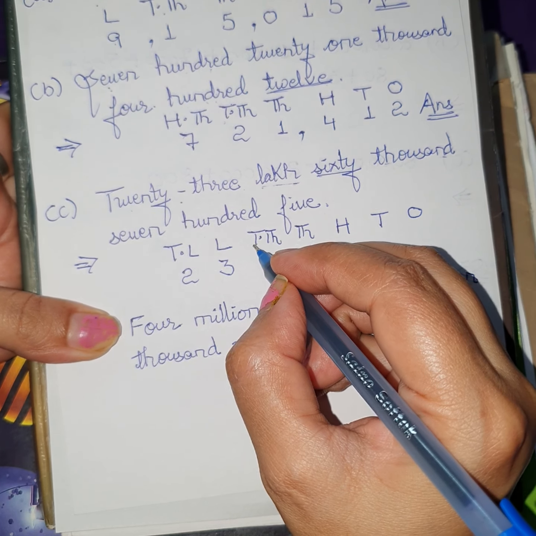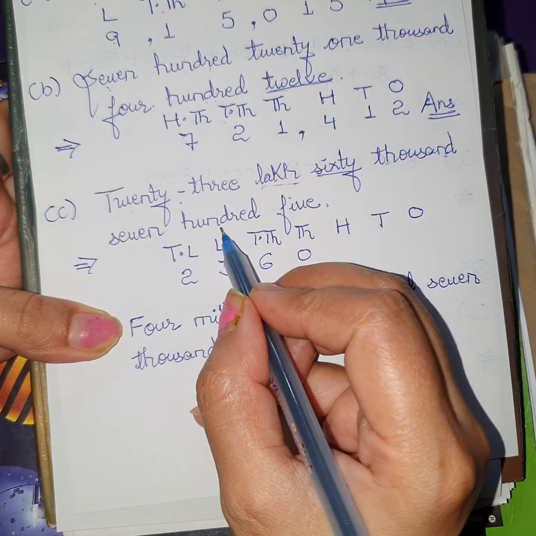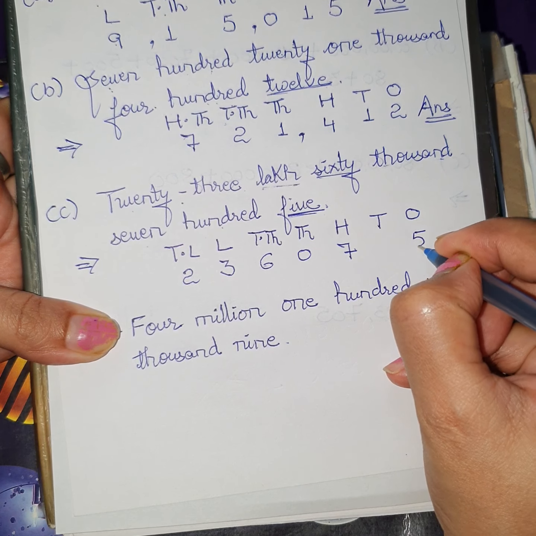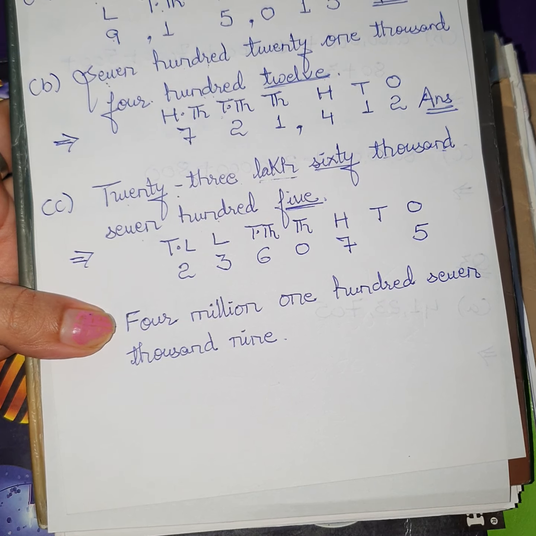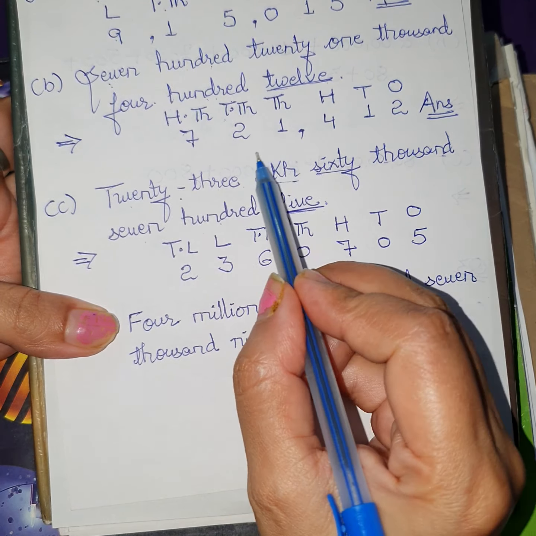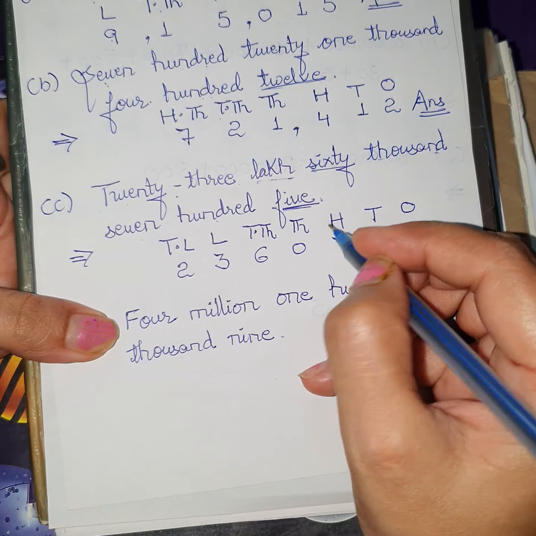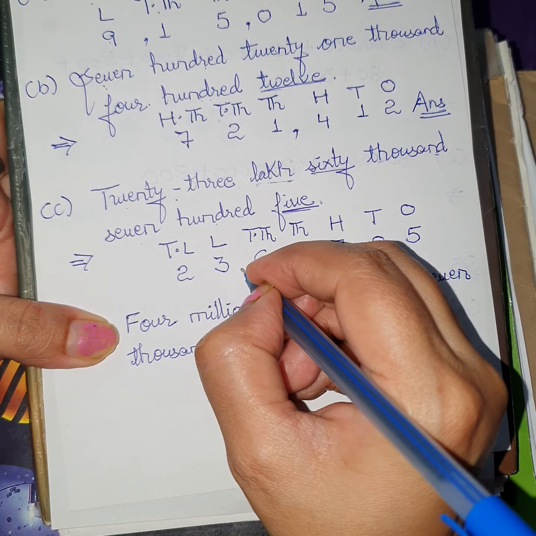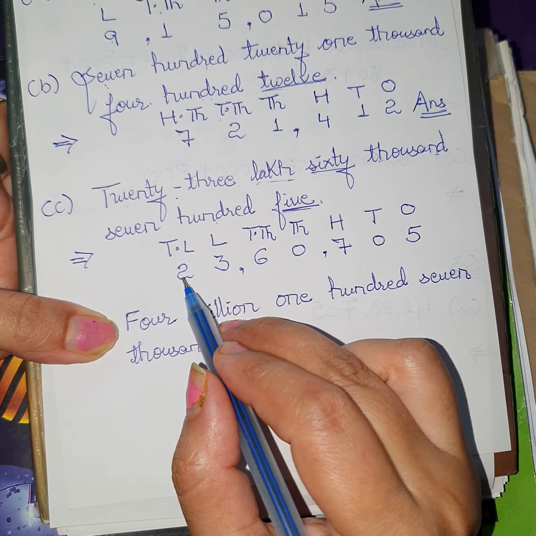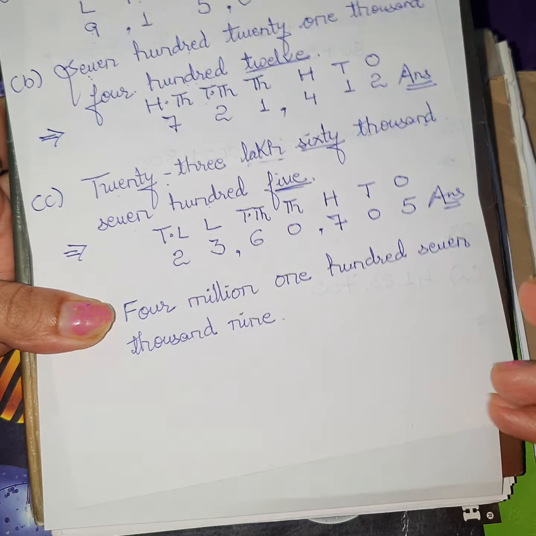60,000: so in 10,000, 6 will come, and in 1,000, 0 will come. 60. 700: so in 100, 7 will come, and then 5 is given, so 5 will come in ones place. See, no information is there regarding tens place, so we will write 0 in tens place. Now, since you can see that the word lakh is there in this part, that means it is according to the Indian system. So obviously the comma will be placed according to the Indian system, before 3 digits and then before 2 digits. So it is 23,60,705. This is the answer of your C part.